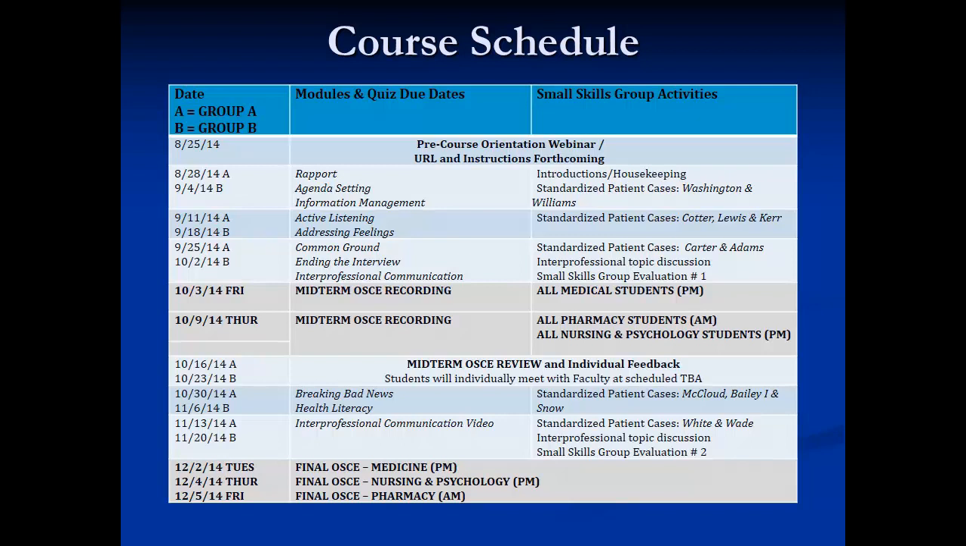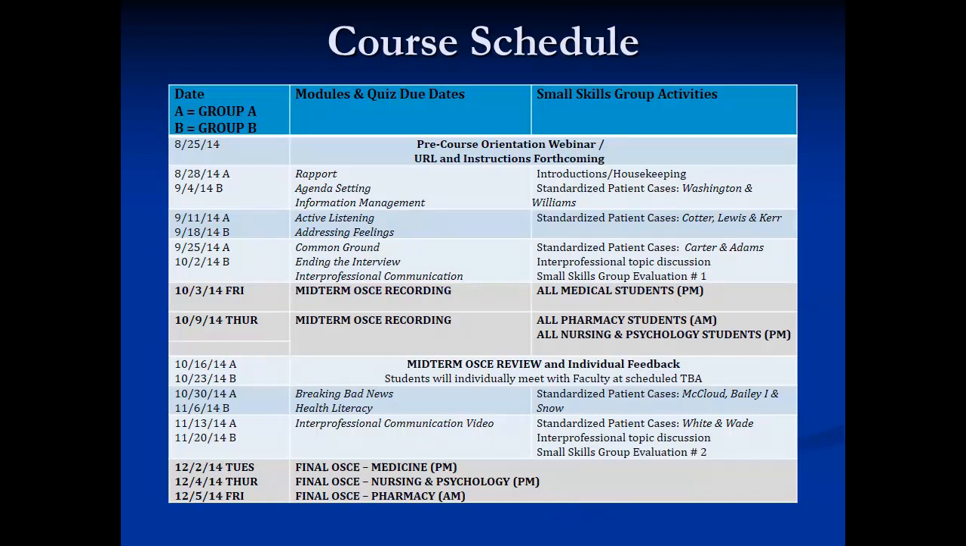If you look at the far right column, where it's labeled Small Skills Group Activities, you'll see some introductions and housekeeping items there. You'll see standardized patient cases. The names of the cases really are not relevant to you. Those are just telling you which cases are going to be portrayed by the standardized patients on that particular day.